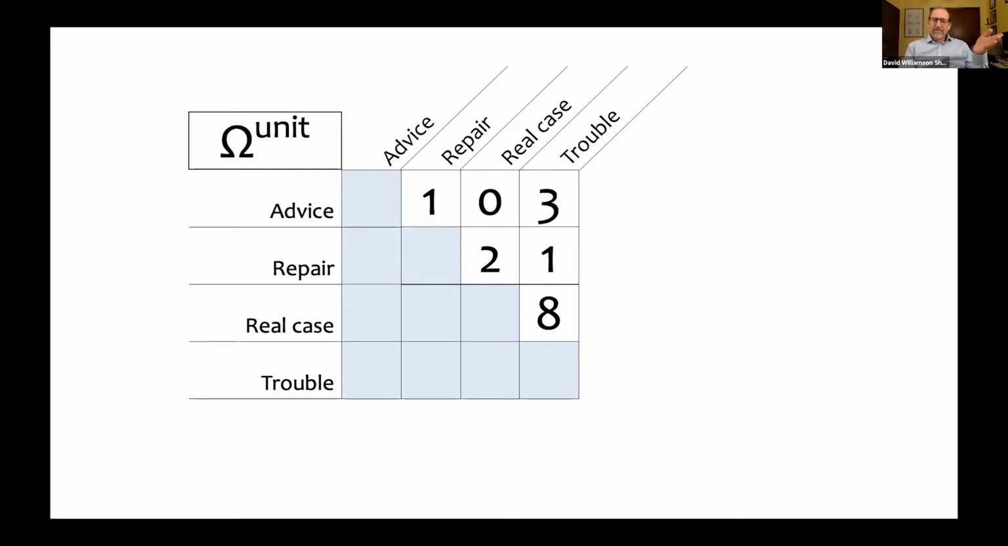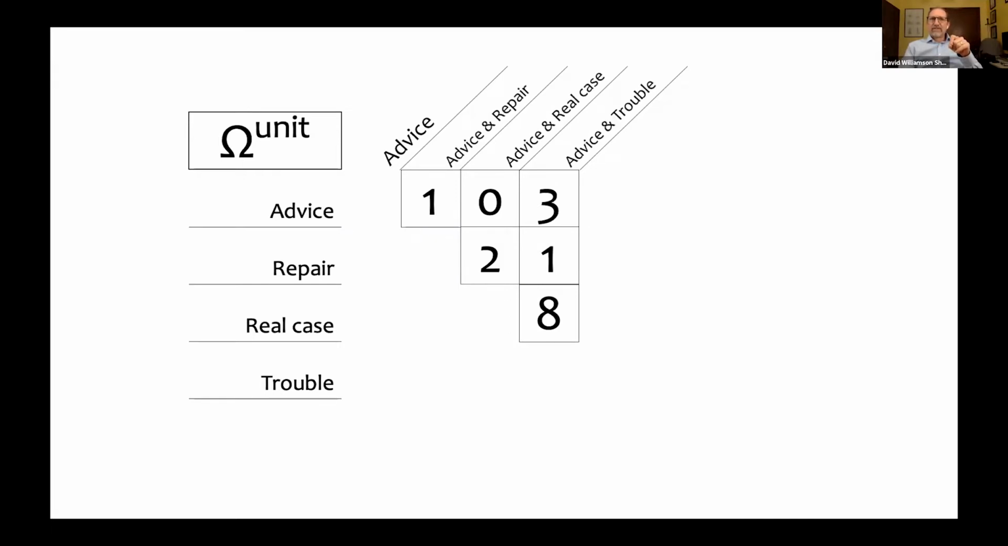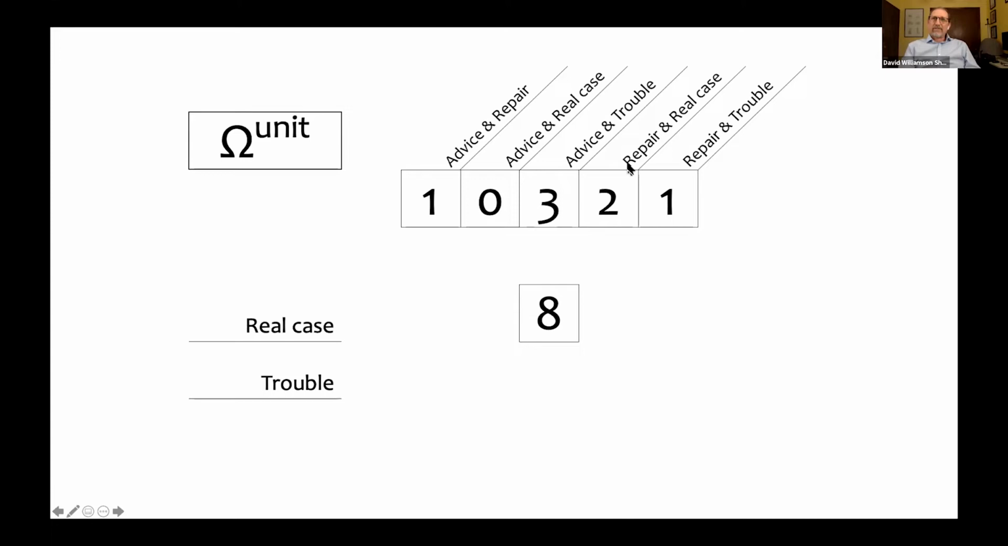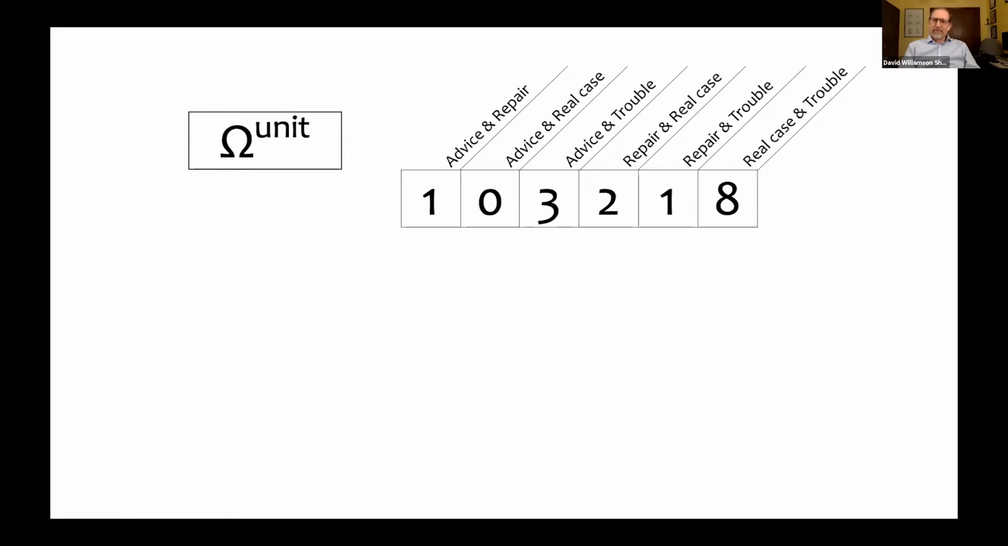So the first thing that we do is construct adjacency vectors. For each of these adjacency matrices for each unit, we just unwrap the data in the matrix. Those first three numbers represent the connection between advice and repair, advice and real case, advice and trouble, which are some of the codes that the surgeons are using. Then the next two numbers represent the connection between repair and real case and repair and trouble. And this final number is real case and trouble. And so we're just going to put that over here. In other words, we turn that adjacency matrix into a vector that represents exactly the same information. There's no information lost in this.